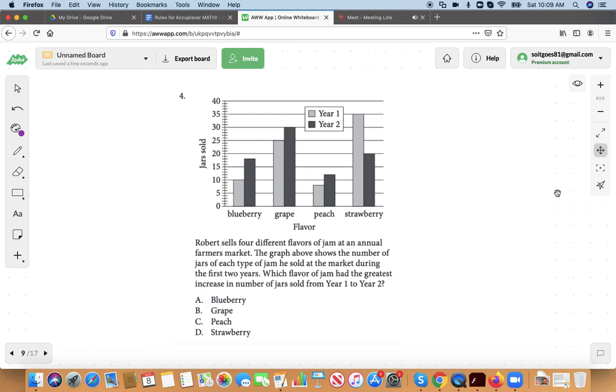Okay. What are we solving for here, Keisha? The greatest increase of jars sold from year 1 to 2. Yep. Again, the thing we're solving for is always in the last sentence of that question. So which flavor of jam had the greatest increase in number of jars sold from year 1 to year 2? Okay, which flavor of jam?